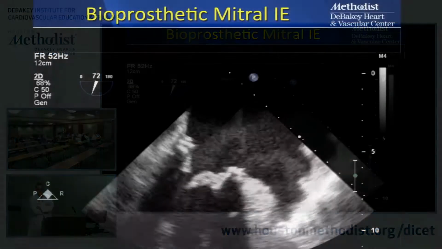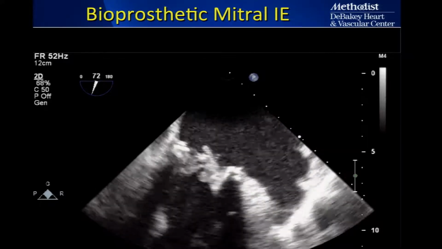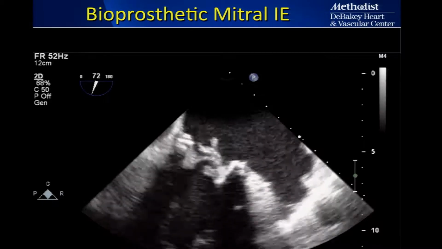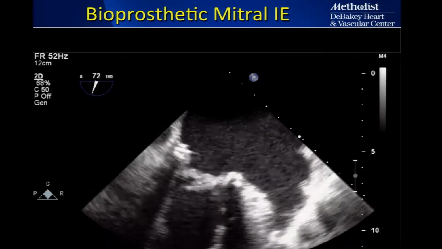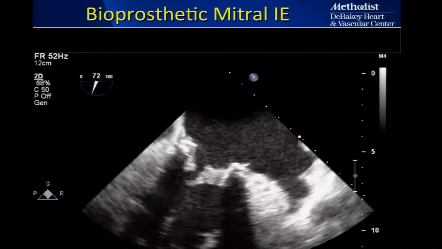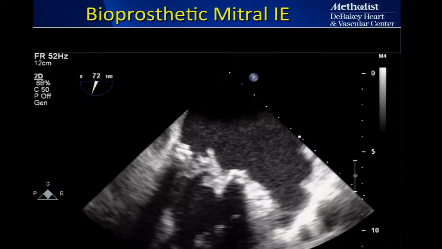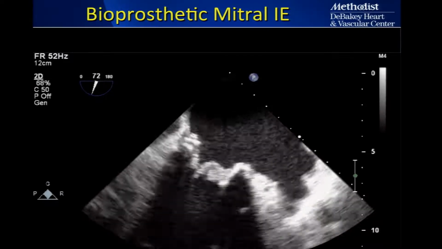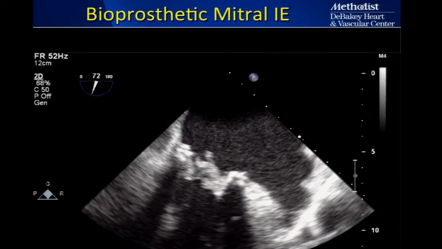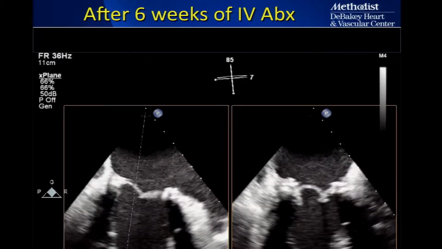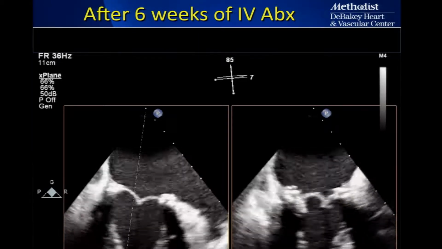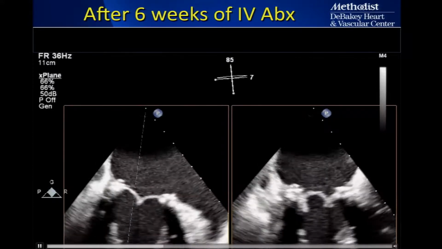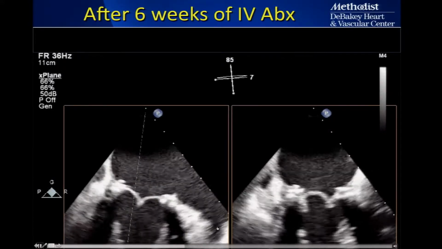In this case, it did follow the adage of a large, bulky vegetation on the flow surface, mostly, but it was really on both surfaces ultimately. So there's a lot of dysfunction, a huge mass. I don't recall exactly why this patient didn't go to surgery, other than probably very few symptoms and relatively normal valve function. But 6 weeks of IV antibiotics is often an approach to make him a better surgical candidate, not necessarily to avoid the surgery, but sometimes after 6 weeks of antibiotics, the bulk of the mass is gone.